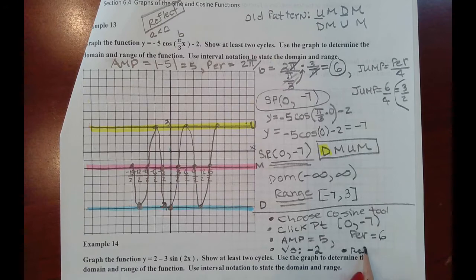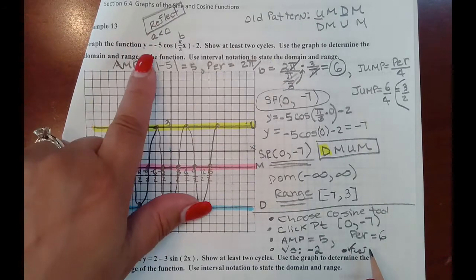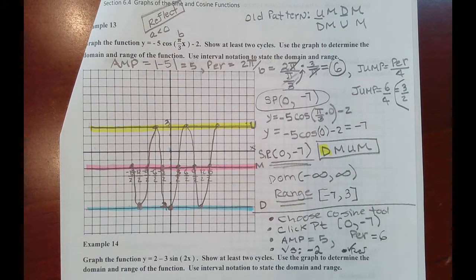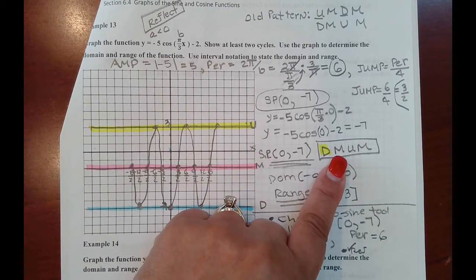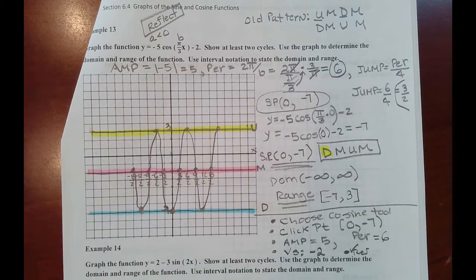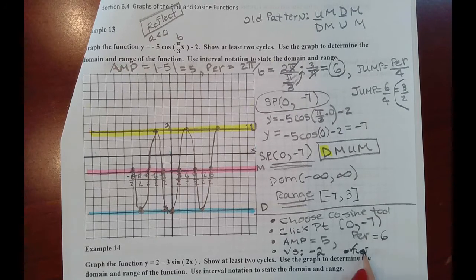So reflect, check that off. You are reflecting. It did flip over. And we did that right here with this reversed pattern, DMUM. Went down, middle, up, middle. Because typically this start point would have been up here. You would have had a maxed out point at the beginning. And instead we had the most minimum point to start it off with. So yes, you're going to check reflection over the x-axis. So all those things in this problem.